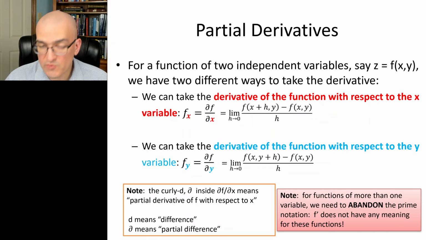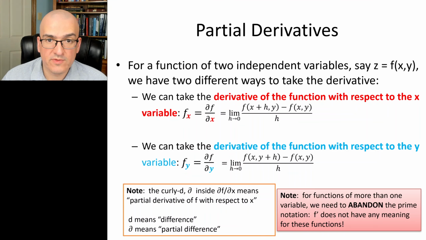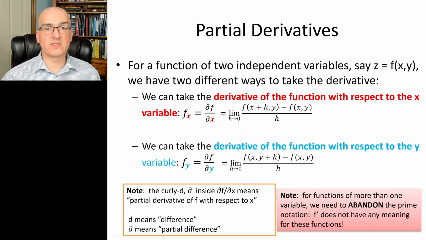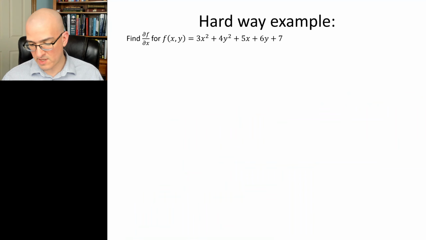One consequence of moving to two or more variables and functions is we can no longer use prime to denote a derivative because the prime is ambiguous. The prime does not tell us if we're taking the derivative with respect to an x variable or with respect to a y variable. So it's got to go. Can't use it.